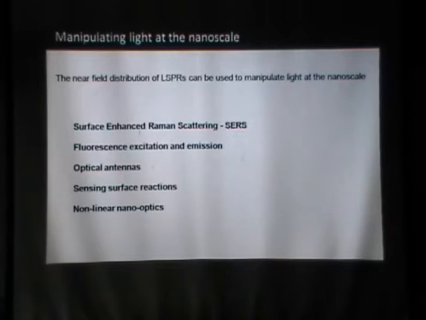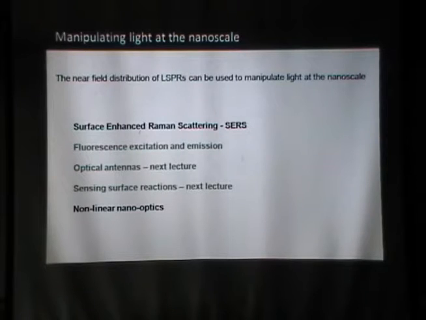Why on the nanoscale? Because those fields are very small and strongly confined to regions that are even smaller than the nanoparticle. These fields have been used widely for surface-enhanced Raman scattering, so I'm not going to talk about this. They are also being used for fluorescence excitation and emission, for optical antennas, sensing surface reactions, and for nonlinear optics. So here I will tell you about these 3 topics, for which I will give you some real examples in my next lecture.